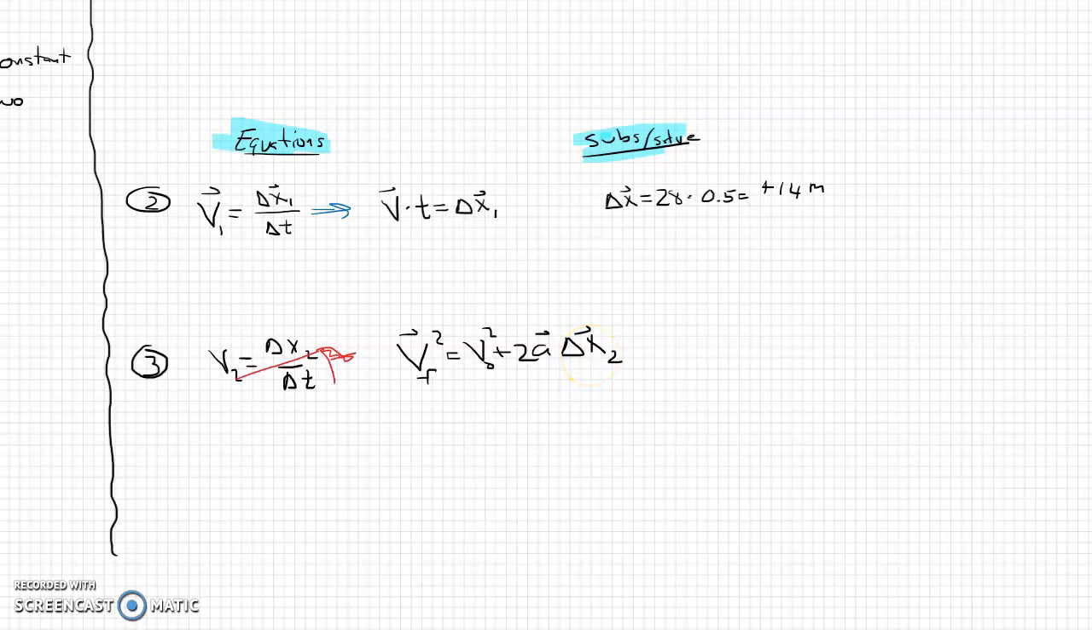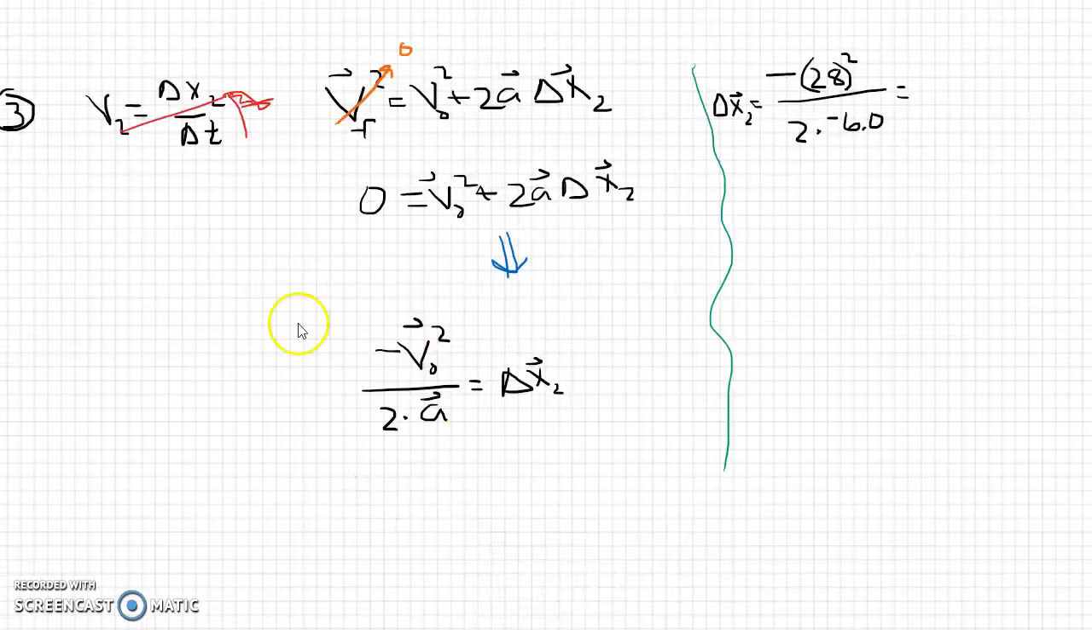Now at this point in time, I like to cancel out anything that's 0. In this case, the final velocity is 0. So that would leave our equation as being 0 equals the V0 squared plus 2a delta x. All right, we're going to end up solving for the delta x2, and I will do that and come back. Okay, so here we are back.